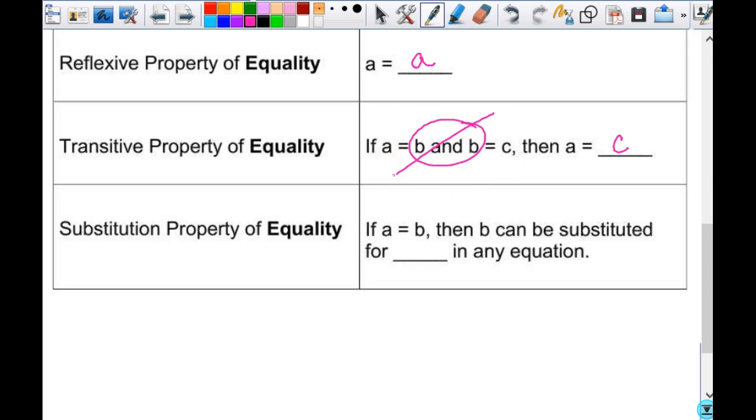And then the substitution property of equality, if A equals B, then B can be substituted for A in any equation. And we're actually going to use the substitution property of equality in a way that looks a little weird to you at first, probably, here in just a minute. But this should be like a quick review of those properties. We're going to keep those out and keep them handy for the next part of what we're going to do.